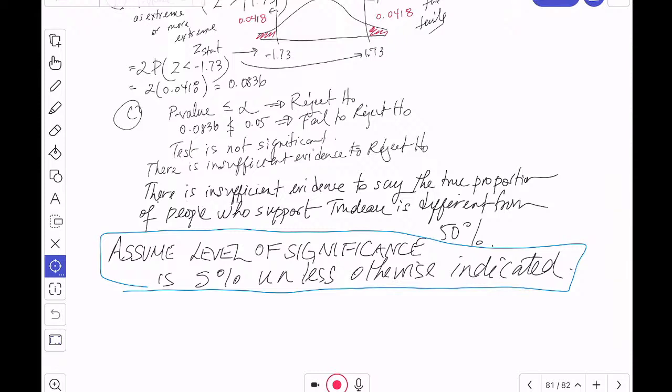So in this one, I failed to reject in the first one because it wasn't smaller than 5%. And the other one, I rejected.